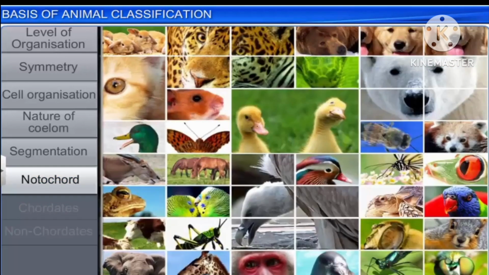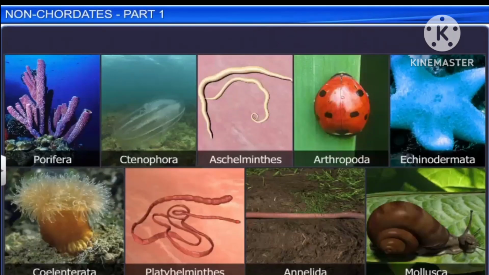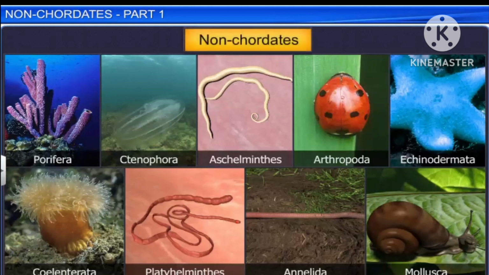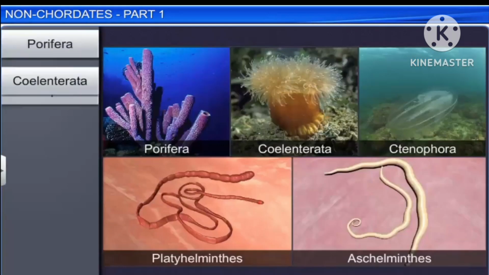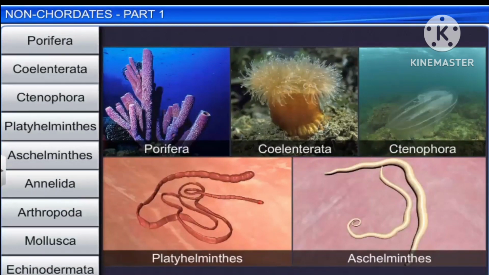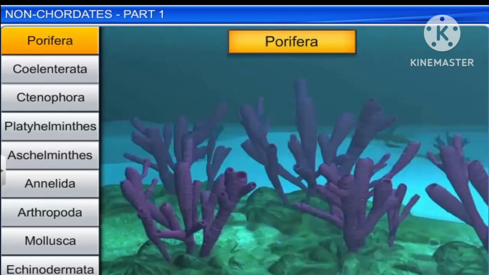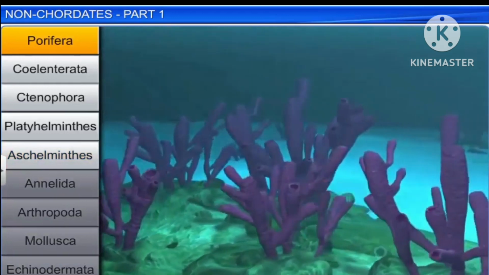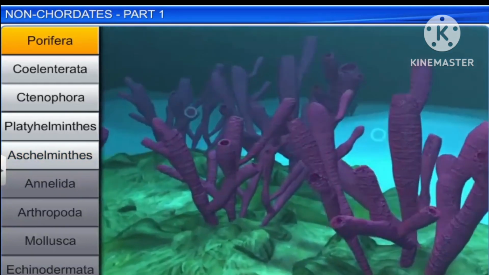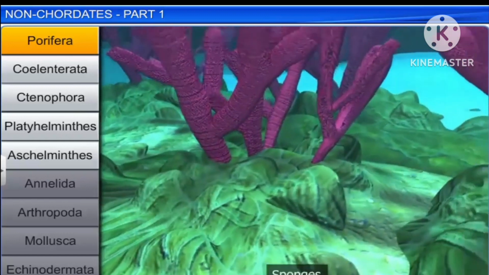We just studied how we can classify animals into different categories on the basis of some fundamental features. Animals belonging from phylum Porifera to phylum Echinodermata are categorized as non-chordates. Non-chordates are animals without a notochord. Let's take a look at the important characteristic features of the phylum Porifera to the phylum Aschelminthes. The first phylum under non-chordates is Porifera. The members of this phylum are known as sponges.